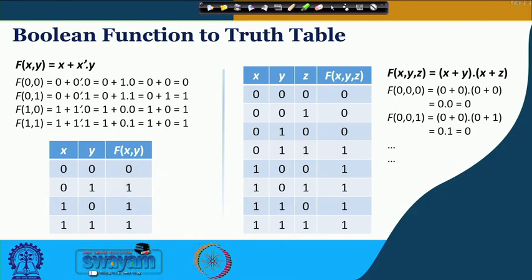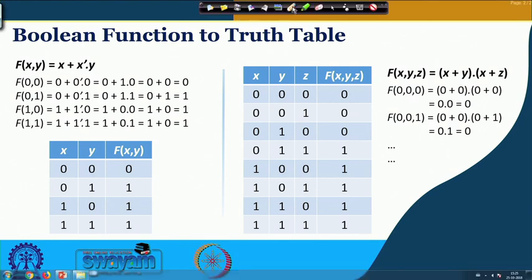So, the Boolean function, some of the functions that we have already familiarized with. So, let us take one or two of them. One is a two variable function. So, f(x, y) is equal to x plus x prime y. Okay. So, that is x ORed with complement of x ANDed with y, right. So, this we already have seen.